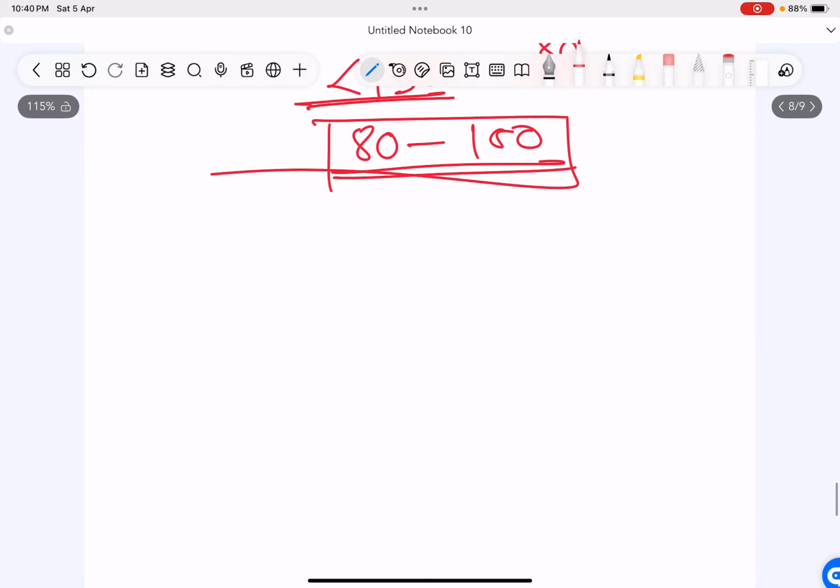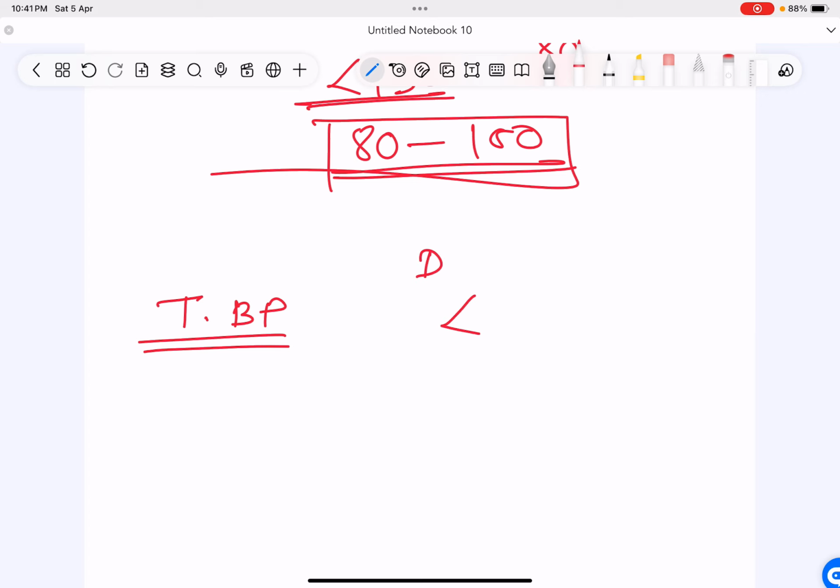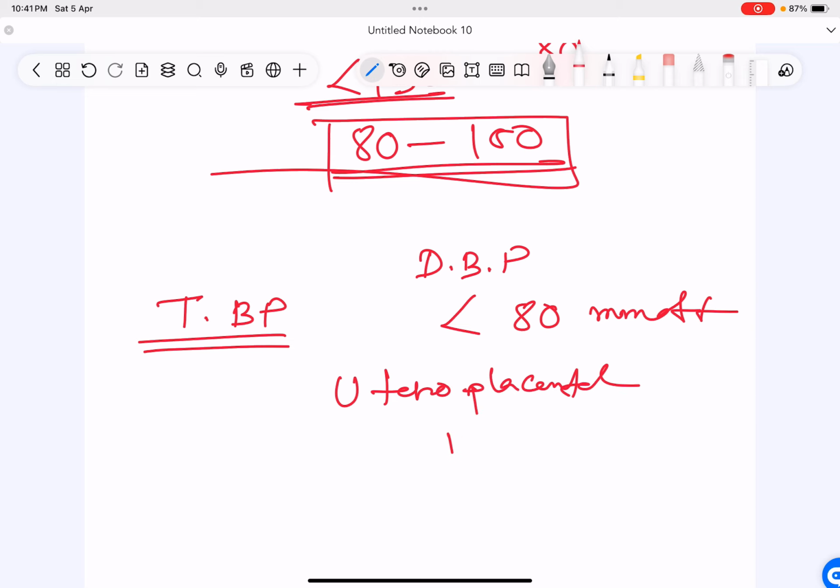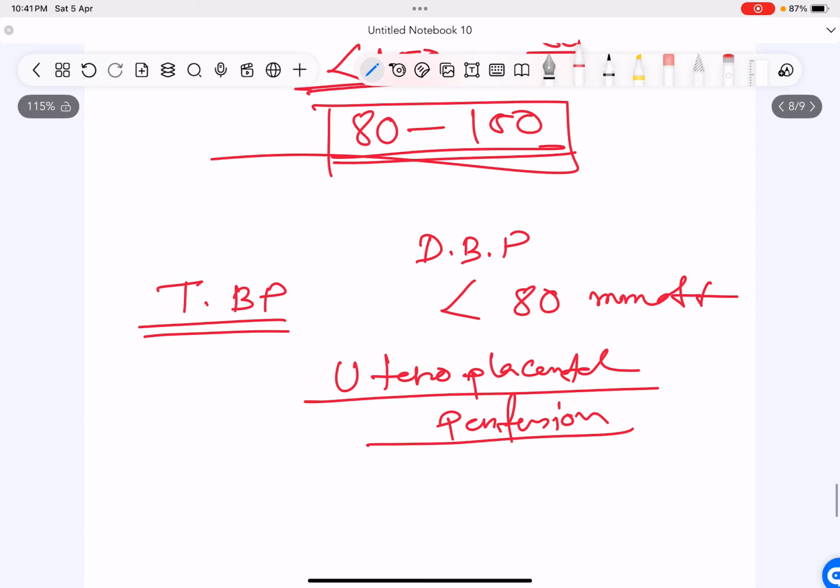So what is the target BP, and to understand target BP you have to understand that most important thing here, कि don't bring the DBP less than 80. Why? Because your uteroplacental perfusion will get hampered. So don't hamper the uteroplacental perfusion. Keep it more than 80 millimeter mercury, preferably 150/100. 150/100 से थोड़ा नीचे ला दो, that's enough.